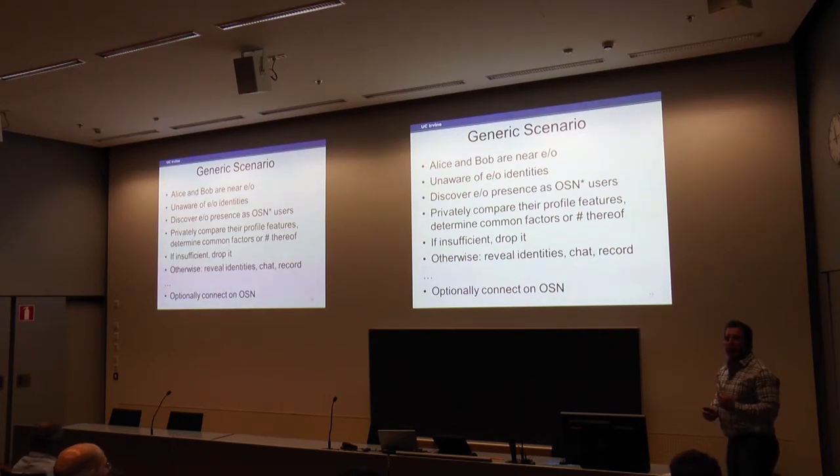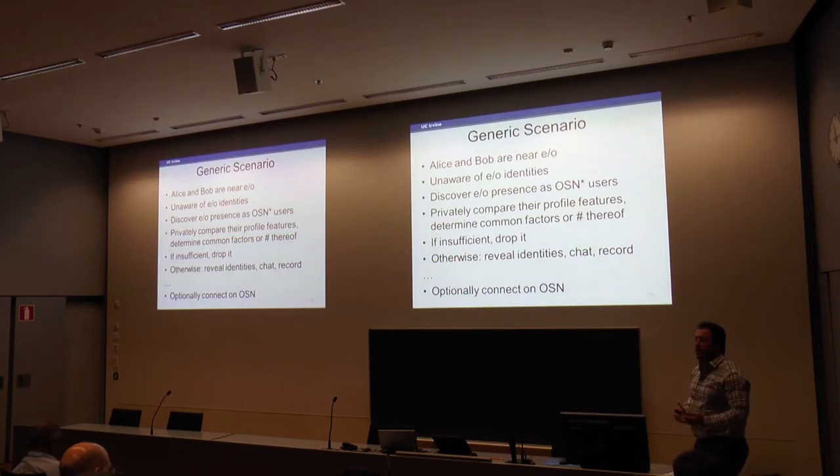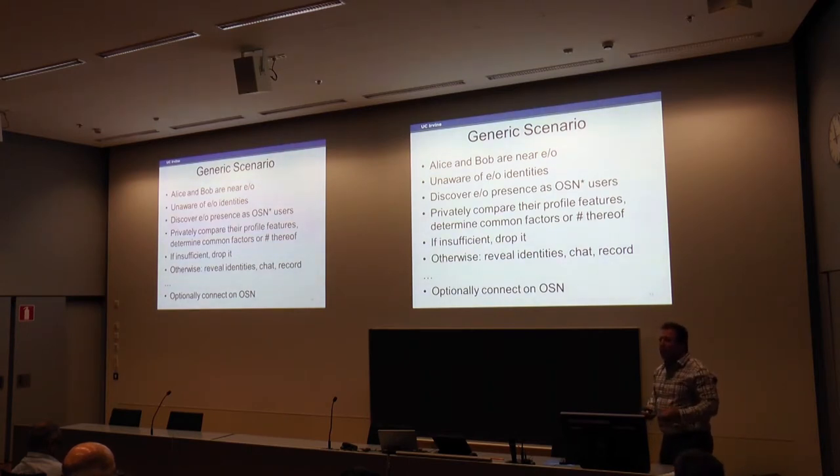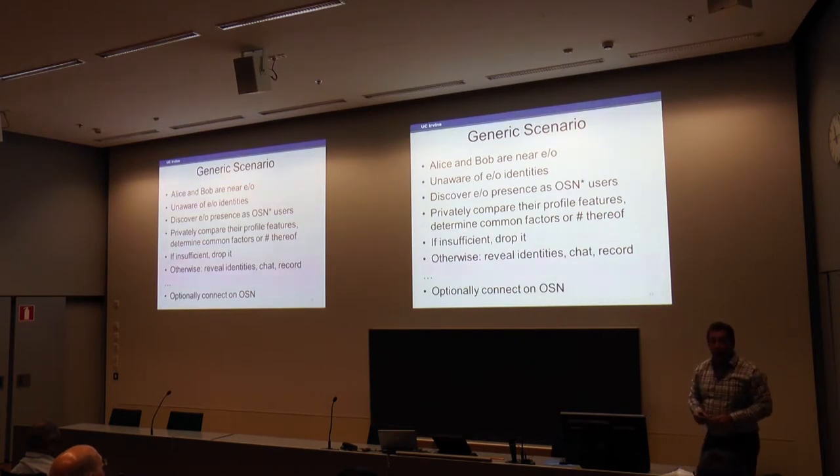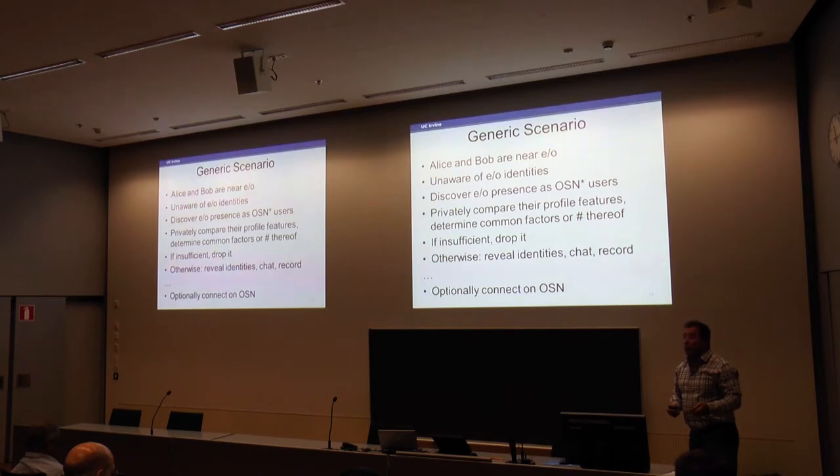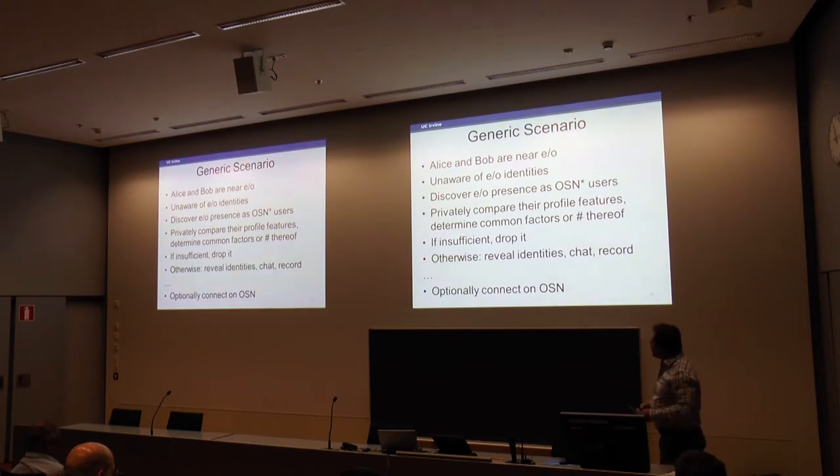Based on that, they decide whether to proceed and to reveal each other's identities and talk and maybe continue socializing. Or they could do nothing. They could just drop it. If there's not a sufficient number of common things, just drop it. And then later, when they regain connectivity or choose to regain connectivity, then they could connect. And that could happen organically without any meddling from anyone else.